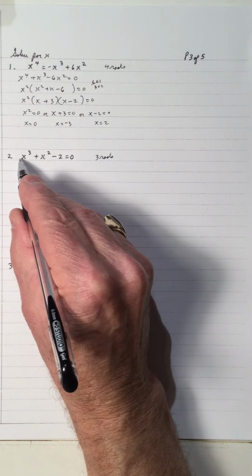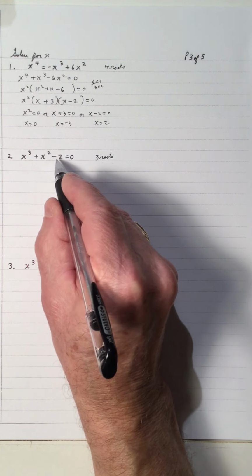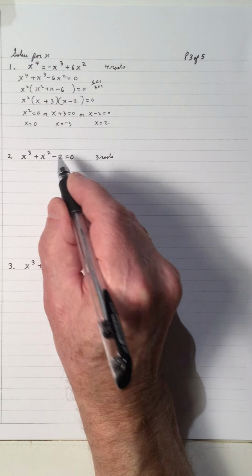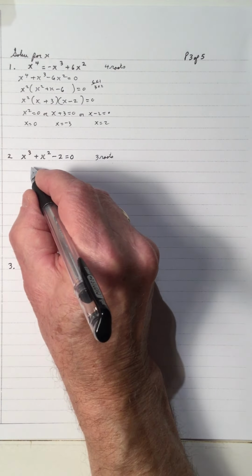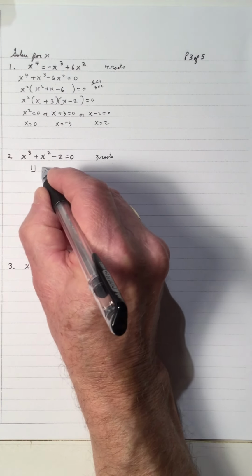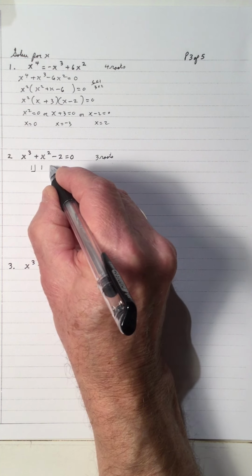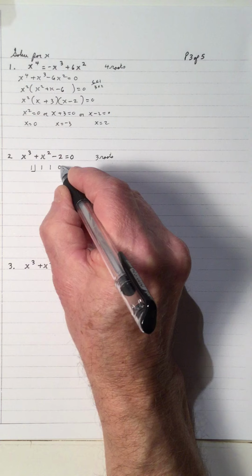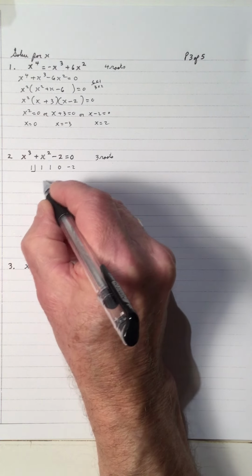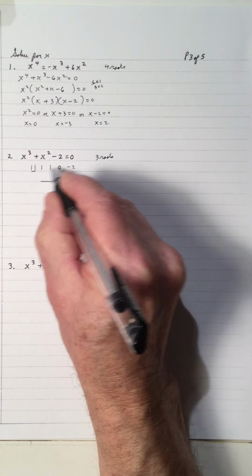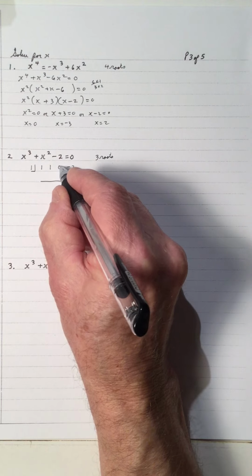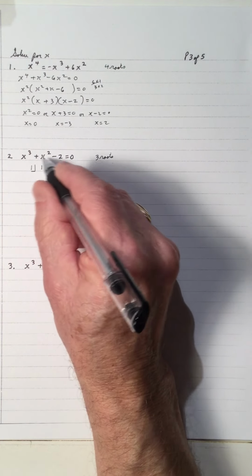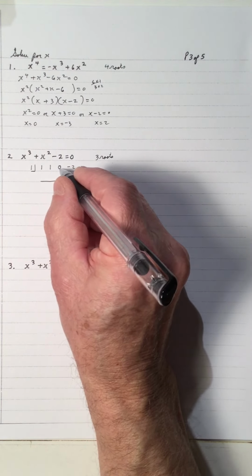So if I add up the coefficients, 1 plus 1 is 2. Add on negative 2 is 0. So the coefficients add up to 0, so that means 1 is going to be a root of x cubed plus x squared minus 2. Notice the x is missing, so it's 0 x minus 2. So when you put it in descending order to do synthetic division, you have to make sure you fill in your missing term with a 0 coefficient.